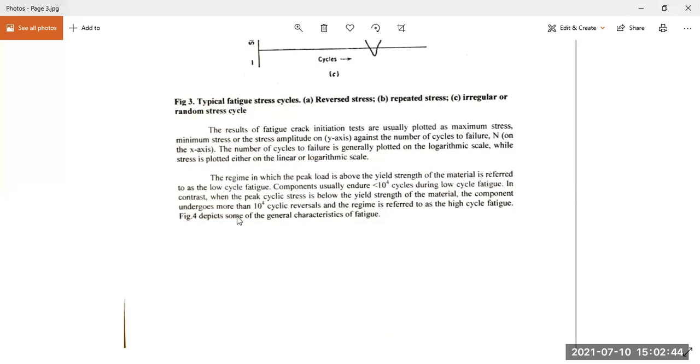The regime in which the peak load is above the yield strength of the material is referred to as low cycle fatigue. A component usually endures less than 10^4 cycles during low cycle fatigue. In contrast, when the cyclic stress is below the yield strength of the metal, the component undergoes more than 10^4 cycle reversals, and this regime is referred to as high cycle fatigue.